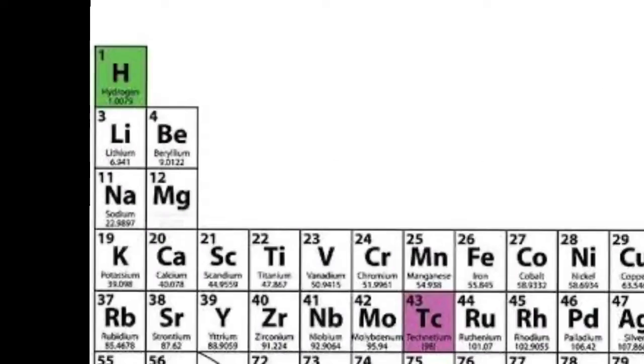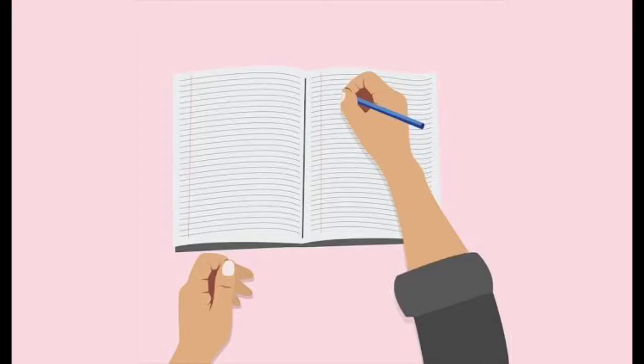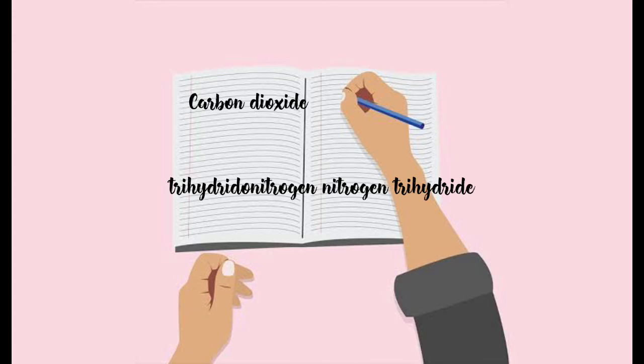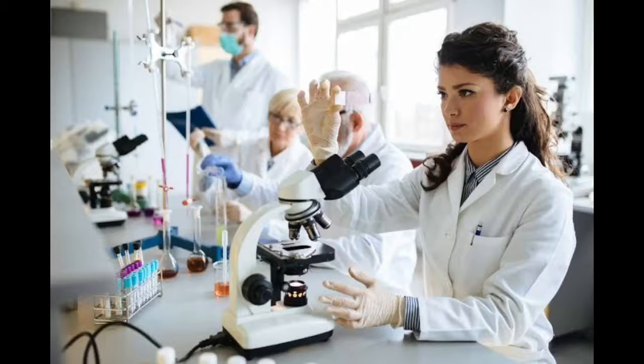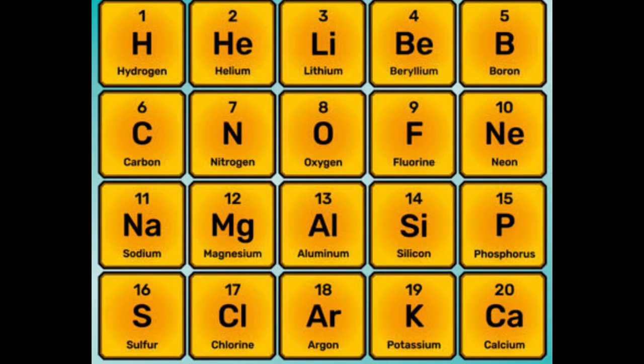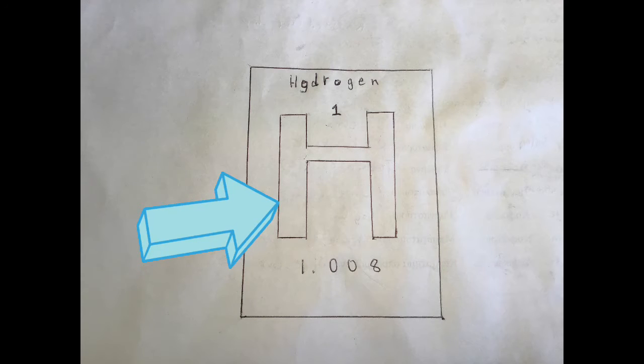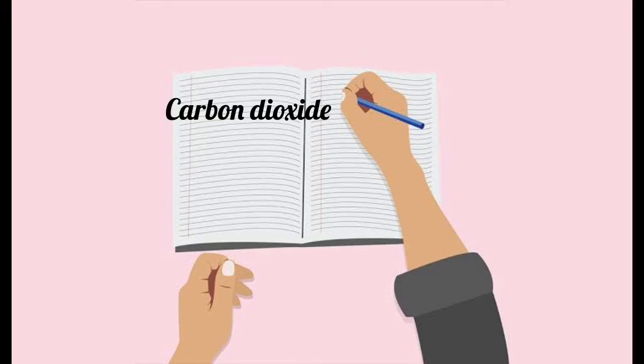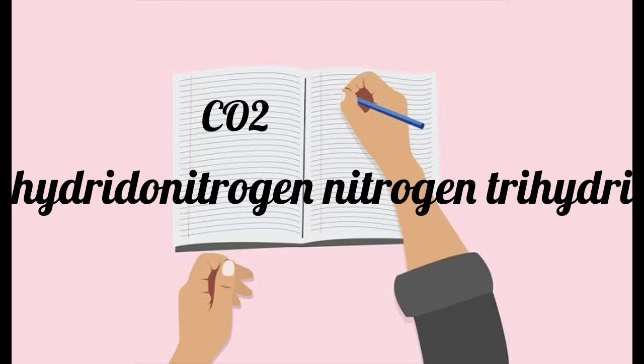First of all, each of these squares contain information about a specific element, and to prevent having to write carbon dioxide or nitrogen trihydride, scientists have come up with symbols for each element. It is these symbols that are written normally in bold at the center of each square. This is what you use in chemical equations, like instead of carbon dioxide, you write CO2, and instead of nitrogen trihydride, you write NH4.